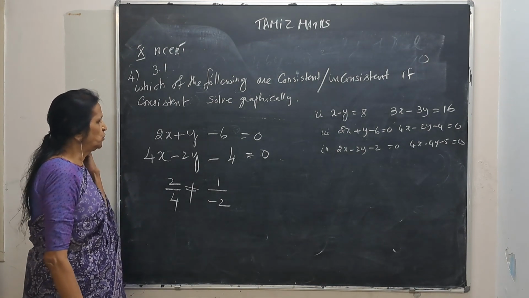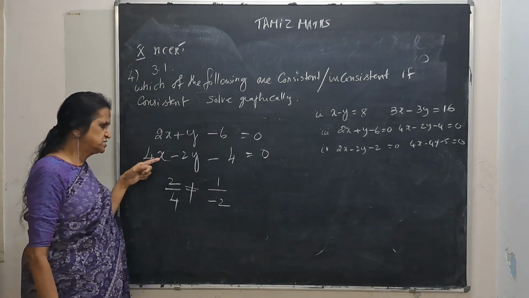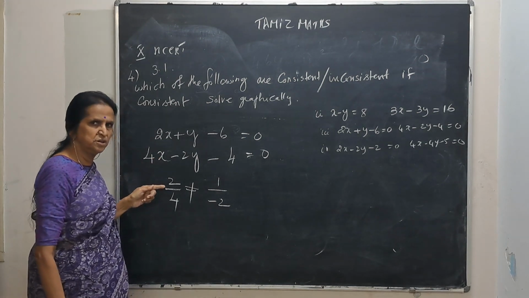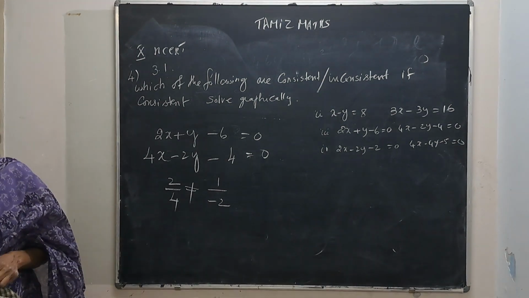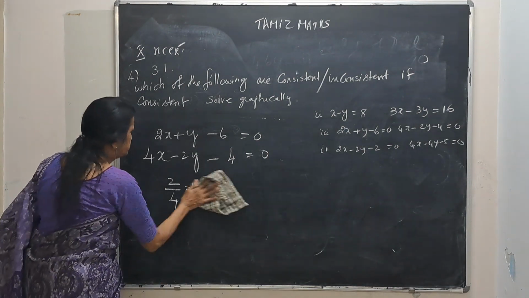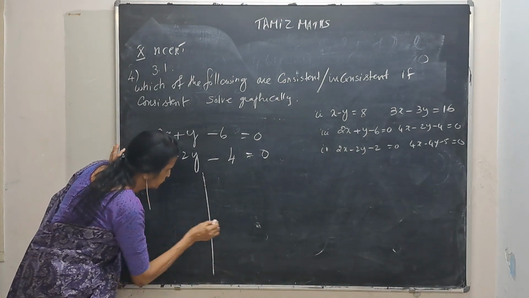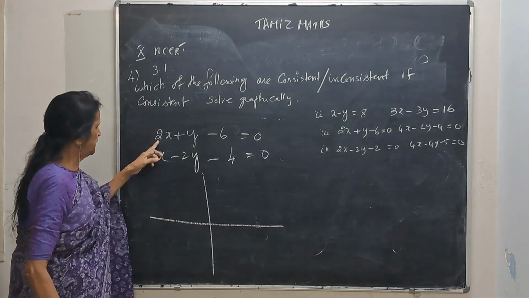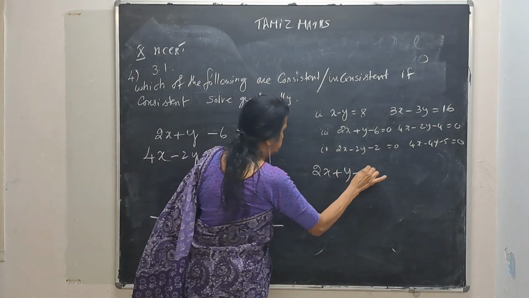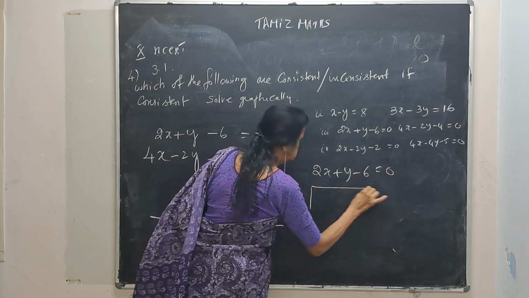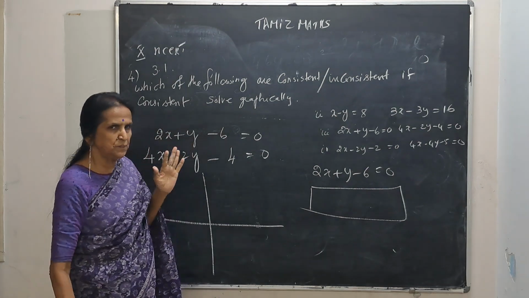So we have to draw the graph of this. So what will be your answer to this question? It is consistent with unique solution. He says draw the graph of this and solve it. So we will see. 2x plus y minus 6 is 0. Very few minutes, both will be completed.